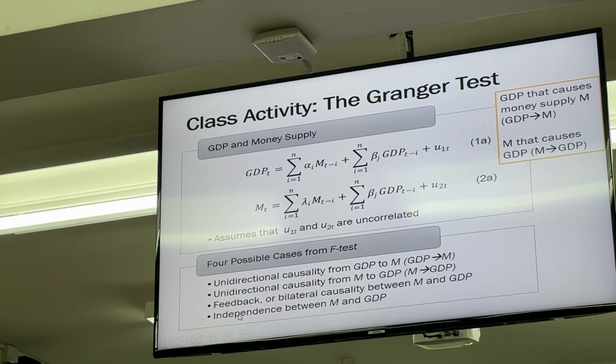Independence means no relationship. So I ask you one question now. Is it possible that in this regression, y is significant on the M demand, but there is no causality? Is it possible? If I run the regression, my beta 1, the coefficient for beta 1, is actually significant on the M demand.